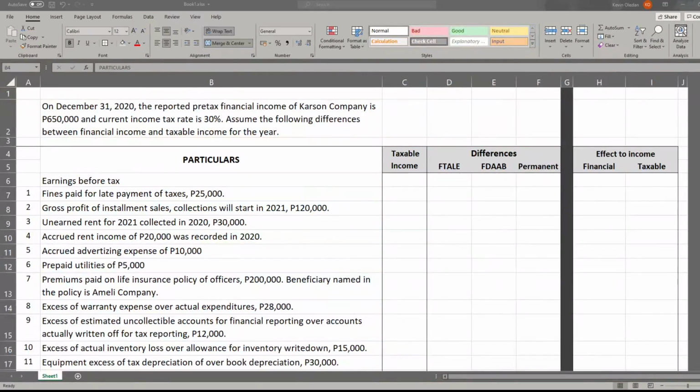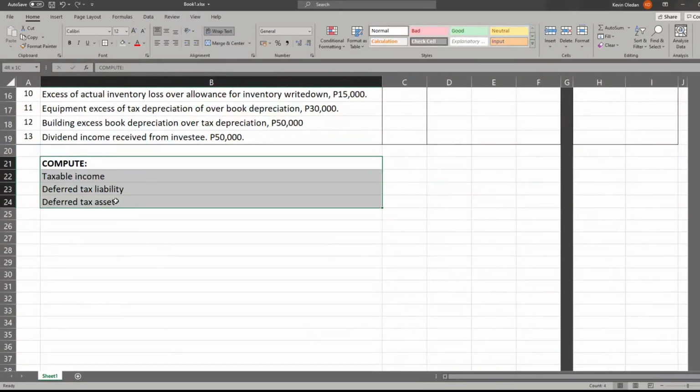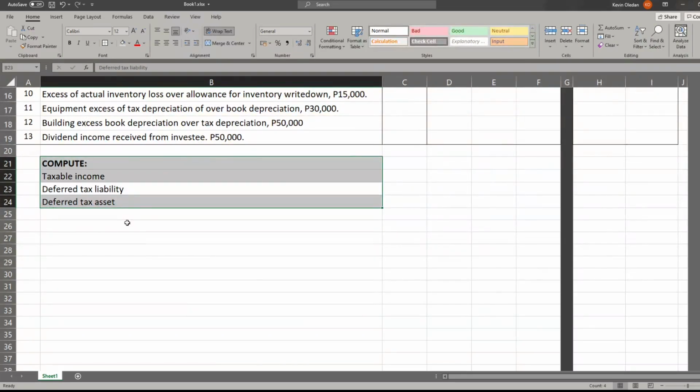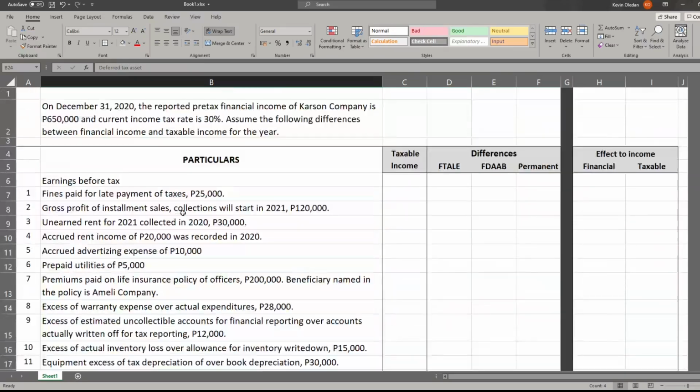So, without further ado, guys, let me start discussing to you this problem, with which, of course, and always, we start with requirements. So, for this problem, we have as requirement the three: compute taxable income, deferred tax liability, and deferred tax asset. Should be simple enough. Well, I say that loosely. There is nothing simple when it comes to taxes. And that's a general rule.